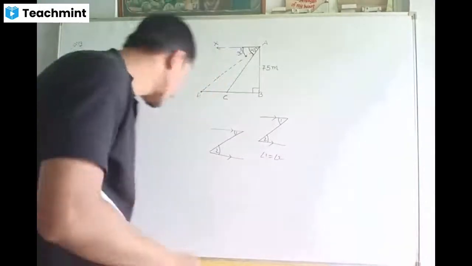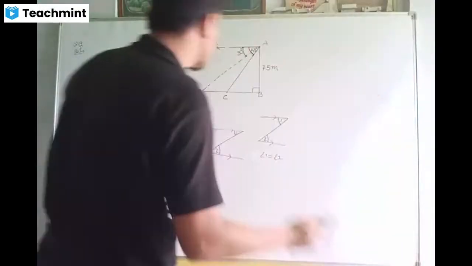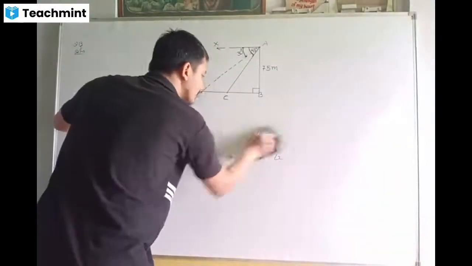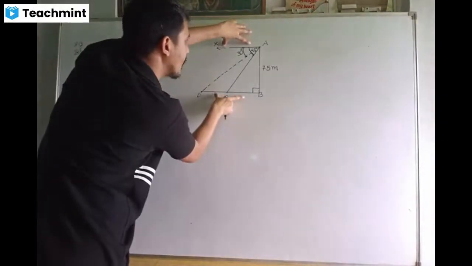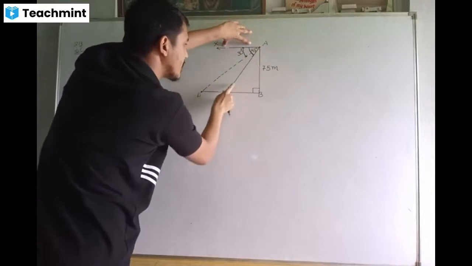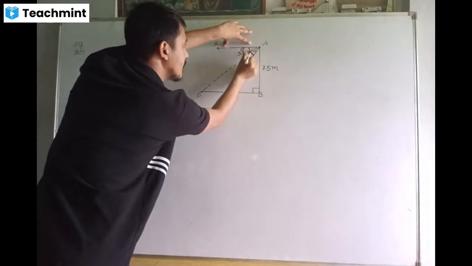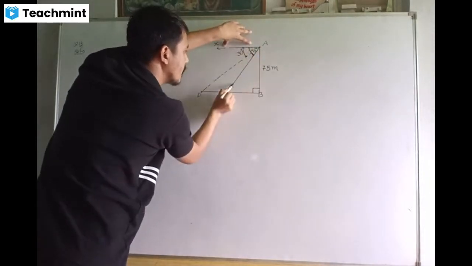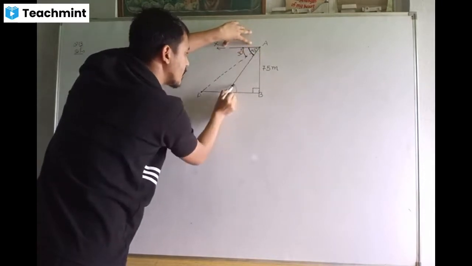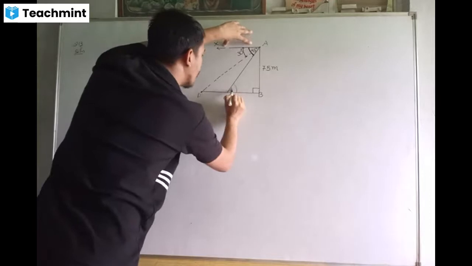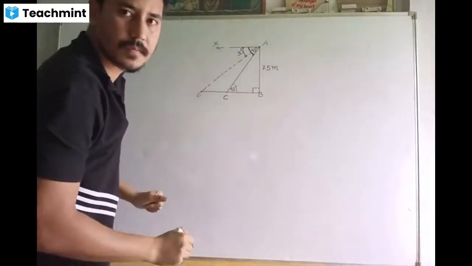All right then. Due to alternate interior angles, just like this case, AX and BD are parallel. AC is the transversal. Then this angle would be equal to this angle. So if this angle is 45, this angle will also be 45 degrees. Why? Because they are alternate interior angles.